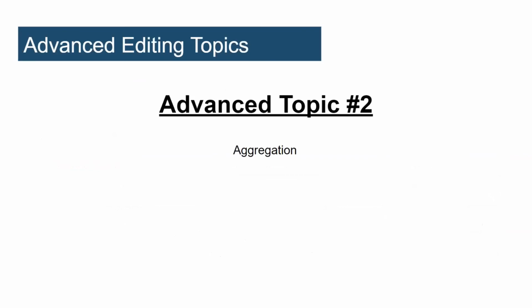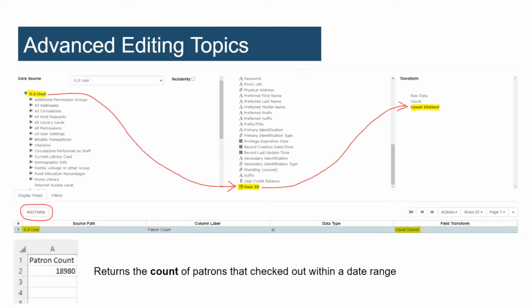The very last topic we're going to talk about is aggregation. Aggregation allows you to calculate a value from all the rows in a source of data. Here's a good example from a very simple report called Count Active Patrons Who Checked Out Within a Specified Date Range. Aggregations are created through field transforms. Here we selected the ID and used the count distinct transform to count the total number of unique users. At the bottom, you can see how that output looks in itself.